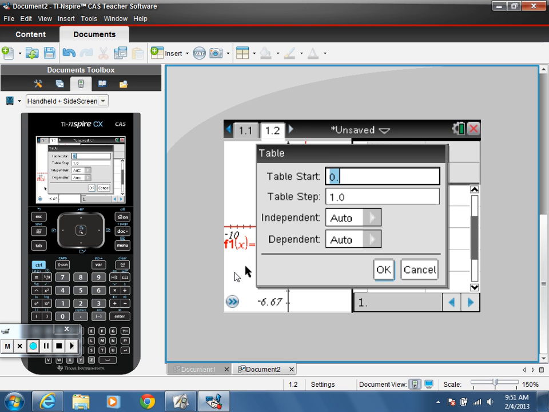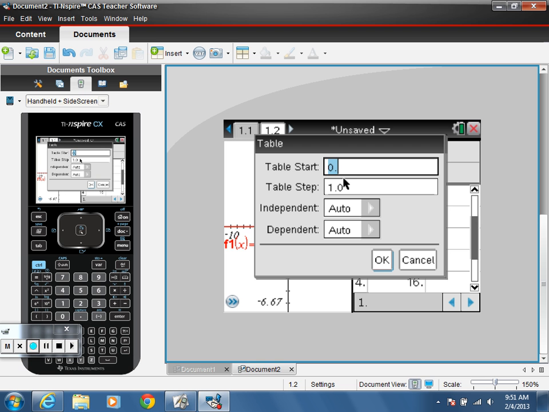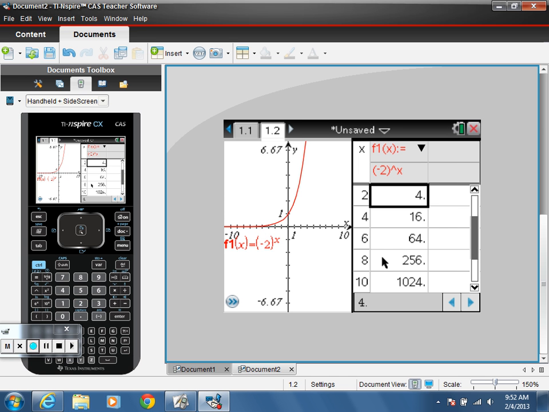I already got it going here on my TI Inspire. I graphed first y equals parentheses negative 2 to the x power, and then I went ahead and looked at the table. It told me to start at 2 with my table step to be 2. Okay. And here are some numbers I have. Scroll through the table of values, compare the results of all 4 functions with your partner. Okay, so that's the first one.